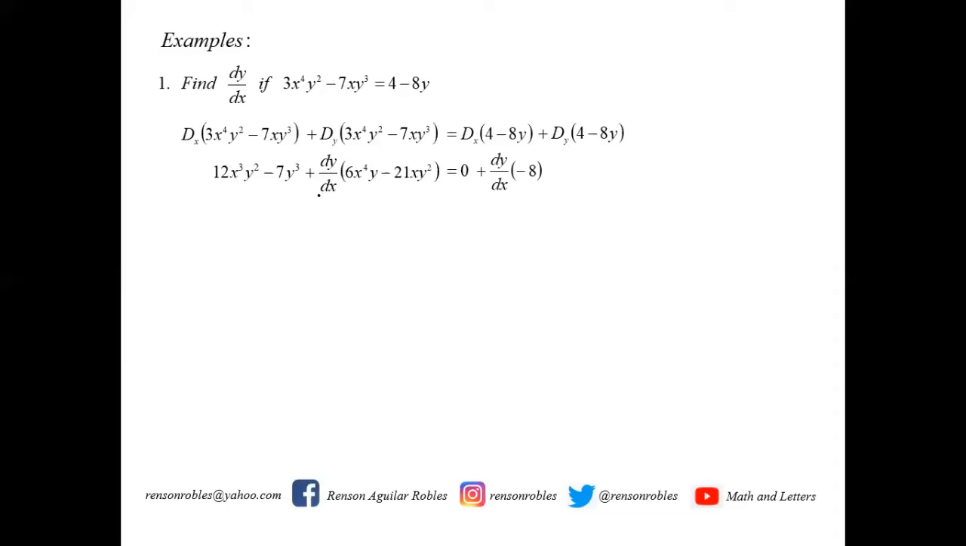And then the next thing to do is to collect all the terms containing dy/dx. Okay, so we shall have 6x to the 4 y minus 21xy squared, and then you throw the negative 8 to the other side, so that will become positive 8. And then these two terms will be transposed to the right side, and we shall have 7y cubed minus 12x cubed y squared. So the next thing to do is to divide everything by 6x to the 4 y minus 21xy squared plus 8. So finally, dy/dx is equal to 7y cubed minus 12x cubed y squared all over 6x to the 4 y minus 21xy squared plus 8.